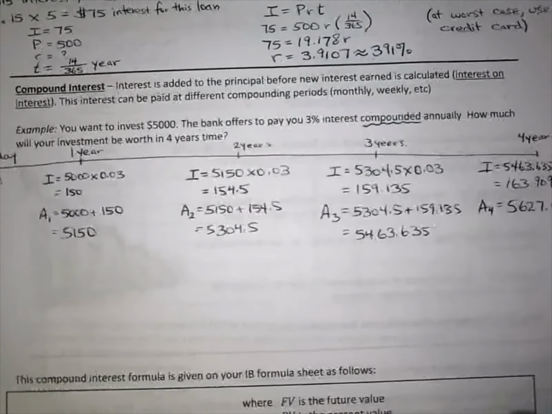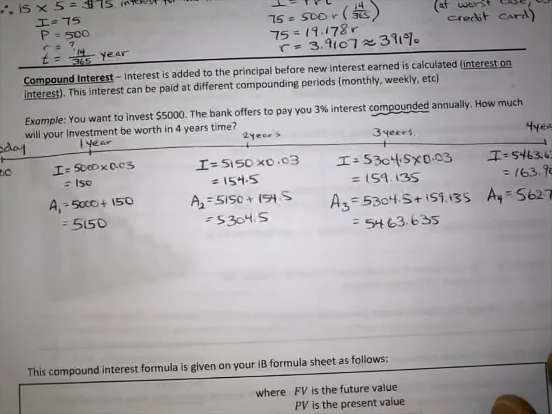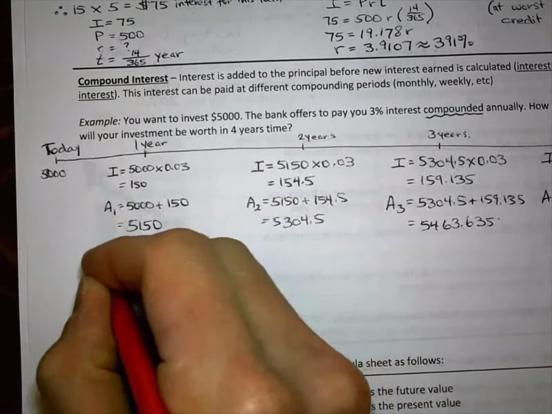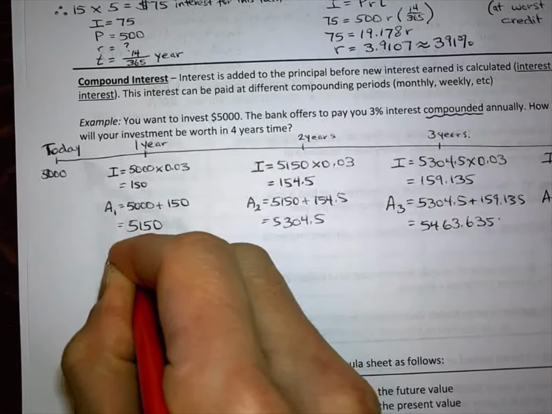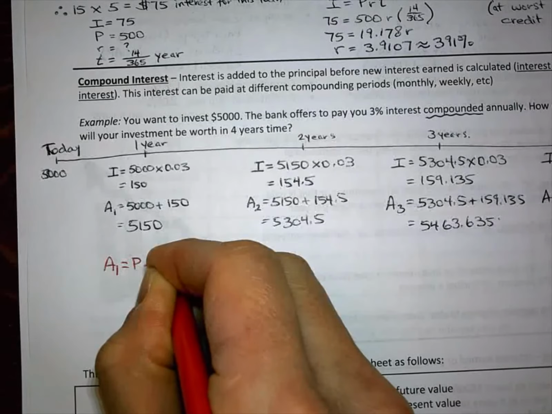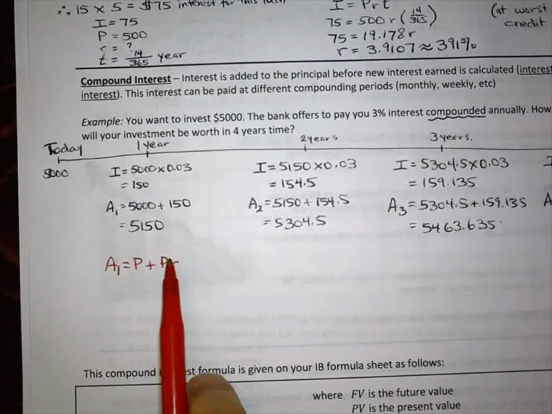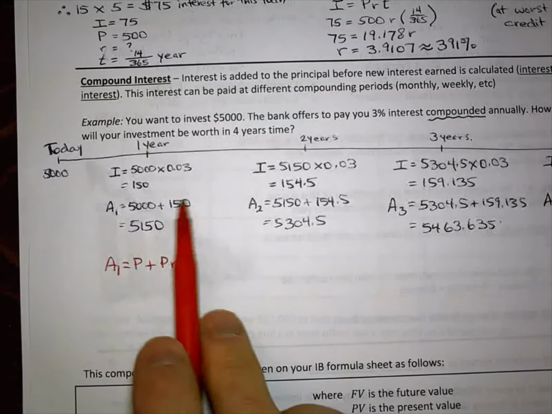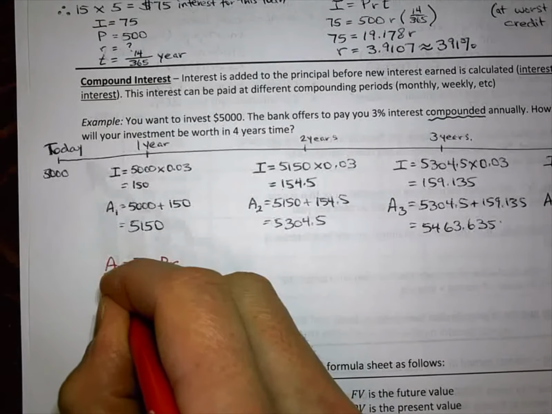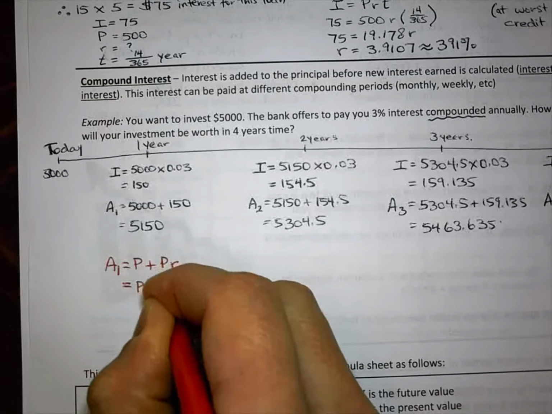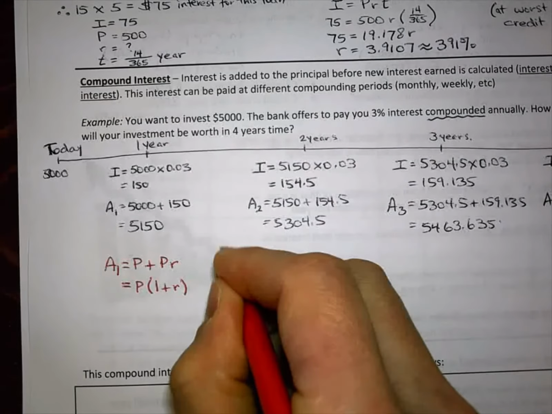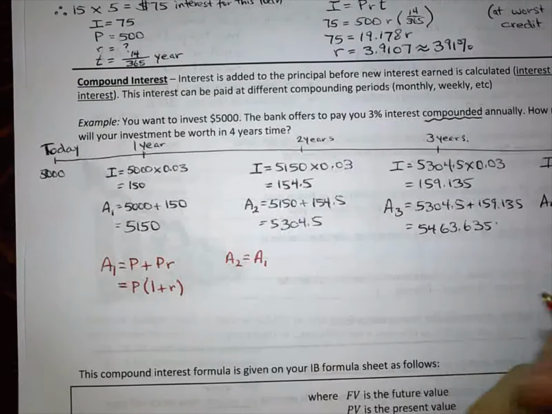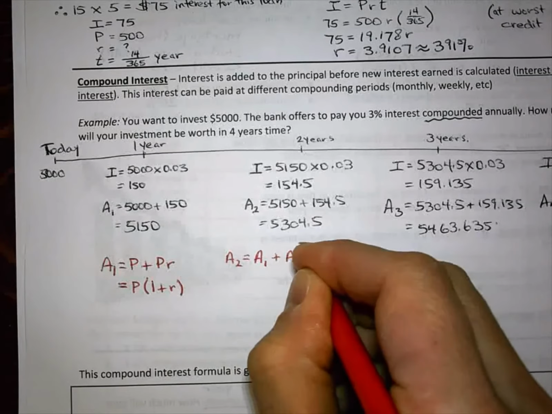Now, if we had to try to generate a formula for this, you can see what's happening already here. Let's look at it this way. Our first year, we have our principal plus the principal times the rate, right? So I have the principal, 5,000, plus 5,000 times 0.03. Now, we showed you this already. If I factor out the P, I end up with P times (1 plus r). A2 is A1, my previous amount, plus A1 times the rate.